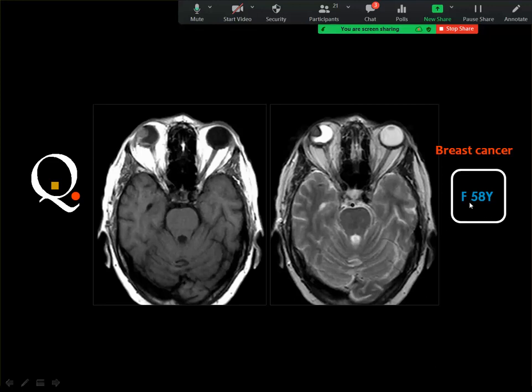This patient, 58 years old with breast cancer, showed an intraocular lesion on the right side.